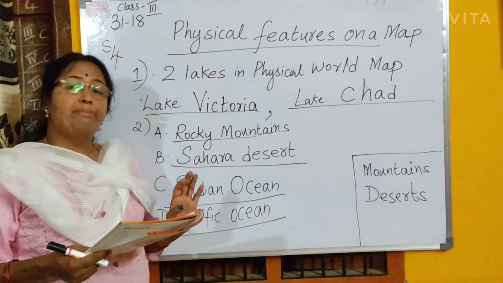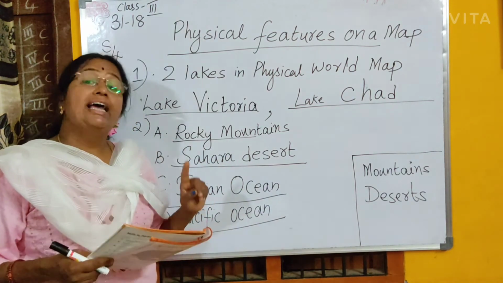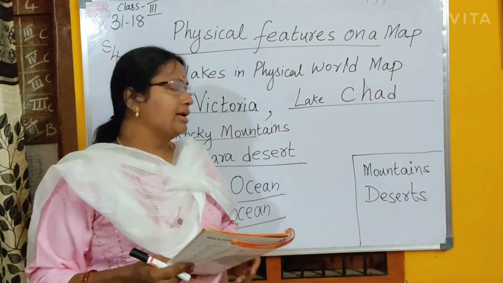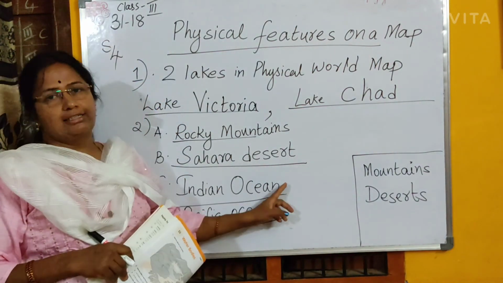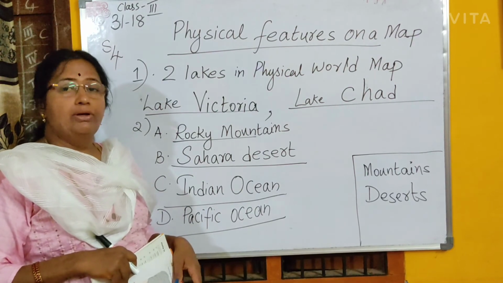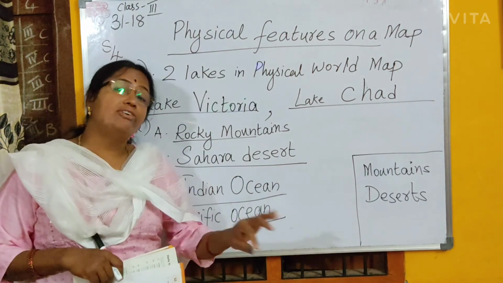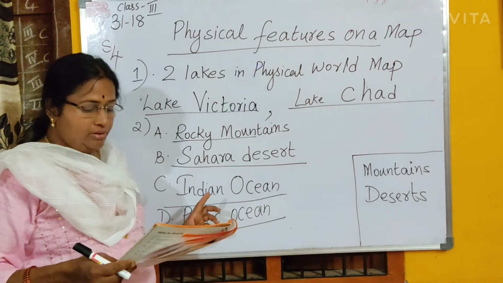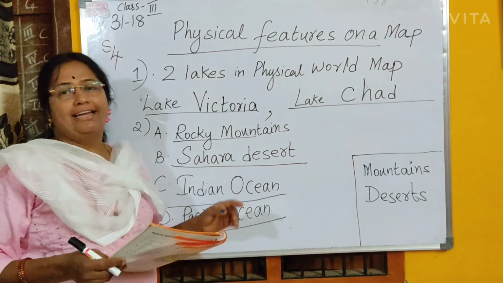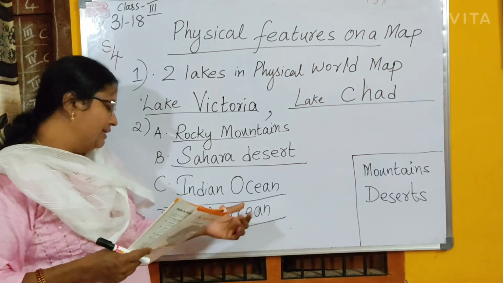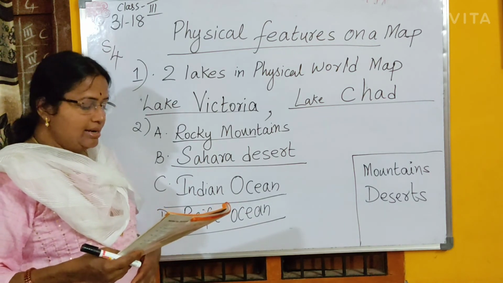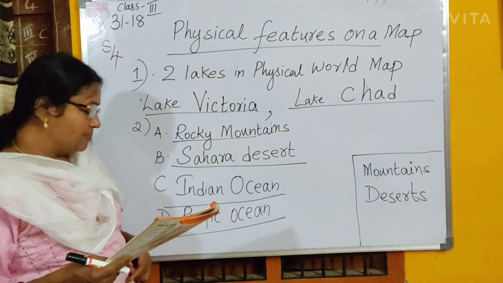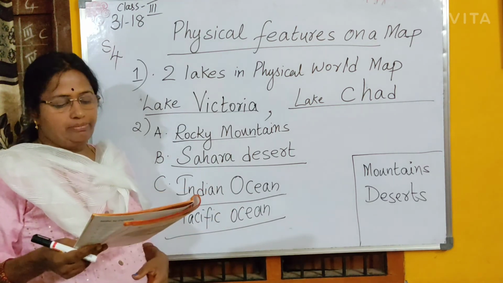B, a desert in Africa. Sahara Desert is in Africa. You have to search for it in the world map. Then a sea near India: Indian Ocean. Then an ocean near South America: Pacific Ocean.